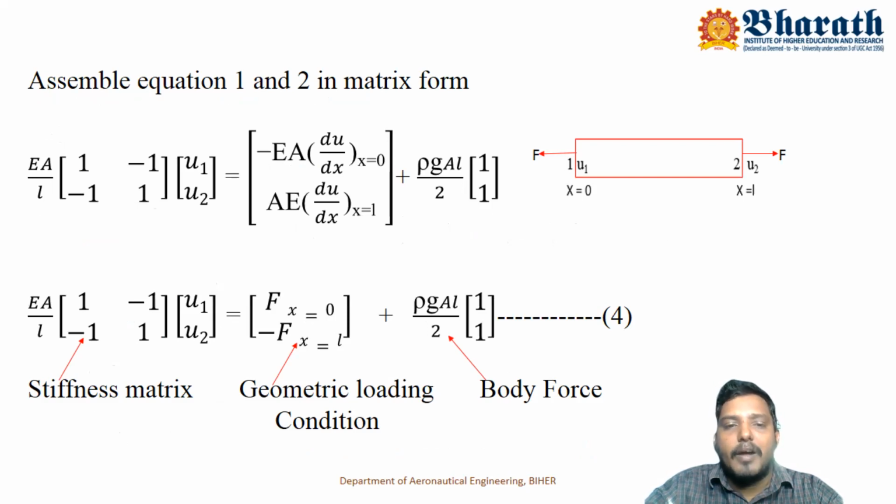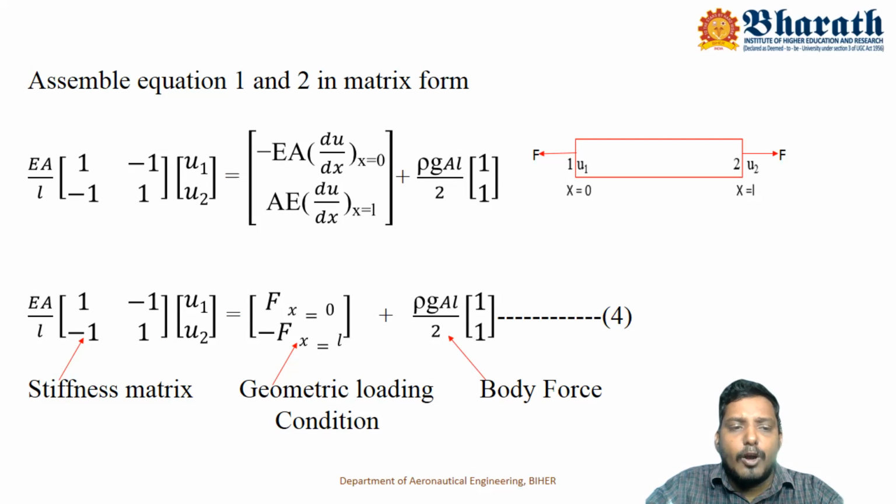We will arrange it in the matrix form. Then we know that the first term, EA by L [1 -1; -1 1], indicates your stiffness matrix. Then minus EA du by dx at x equal to 0 indicates your force term. Then we replace force, then it will indicate your geometric loading conditions. Then rho g A L by 2 [1; 1] indicates the body force. This is equation number 4, which indicates the finite element equation for a one-dimensional bar element along with body forces.